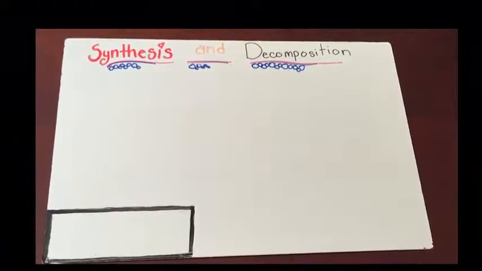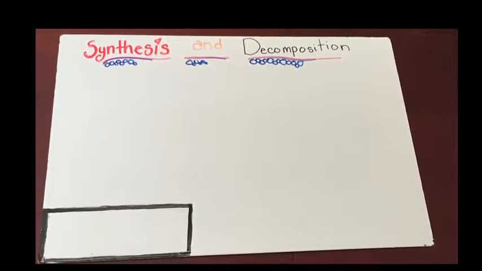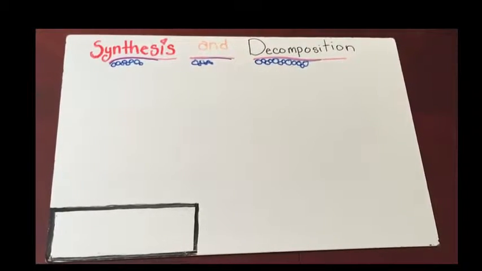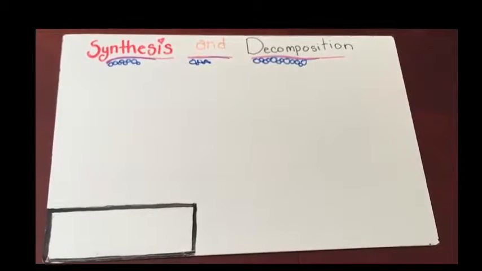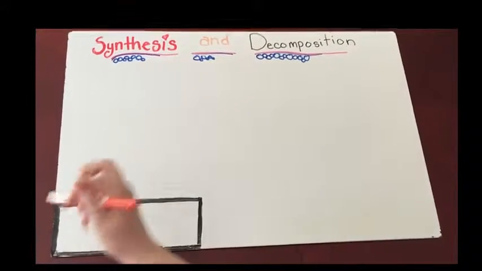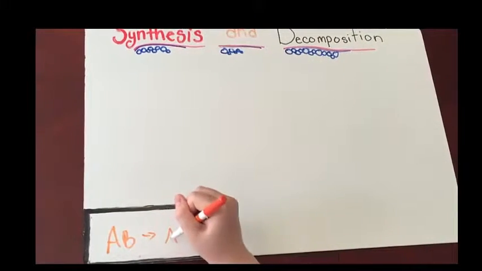saw what happens when hydrogen peroxide decomposes. This reaction is also called elephant's toothpaste. In a decomposition reaction, a single compound undergoes a reaction that creates more than one product. This simple equation shows that AB goes to A plus B.